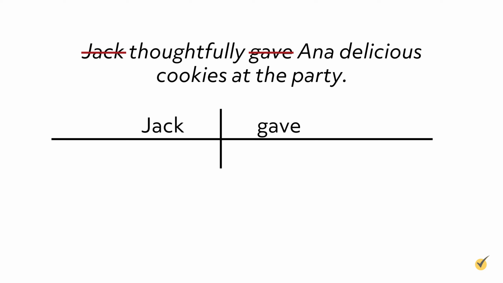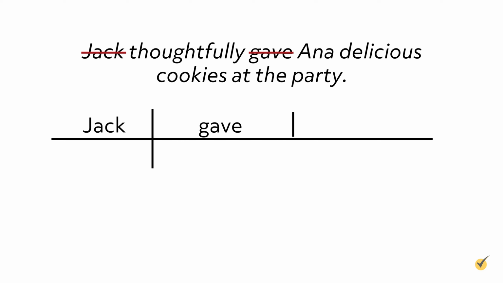Again, we start by adding the simple subject and the simple predicate divided by a vertical line. In this case, Jack is the noun, that is the simple subject, and gave is the verb, that's the simple predicate. Next, let's determine if there is a direct object. A direct object is the noun that receives the action of the verb. In this case, what did Jack give? He gave cookies.